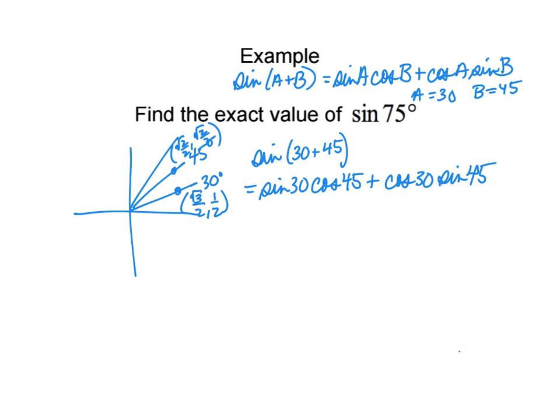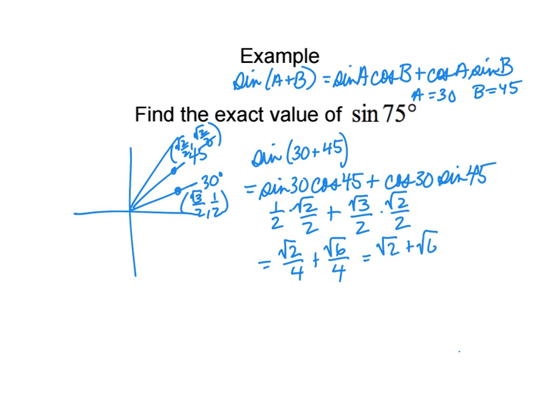Sine is y on the unit circle, so sine of 30 is 1/2. Cosine's x, so cosine of 45 is the square root of 2 over 2. Cosine of 30, cosine's x, that's the square root of 3 over 2. And sine of 45, again, sine is y. That's square root of 2 over 2. So I find that this is square root of 2 over 4 plus the square root of 6 over 4. Writing this over one denominator, sine of A plus B is the square root of 2 plus the square root of 6 all over 4.